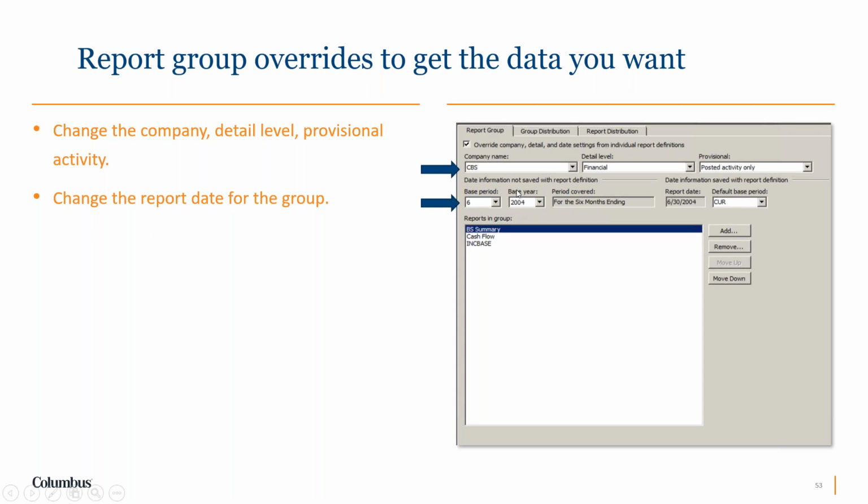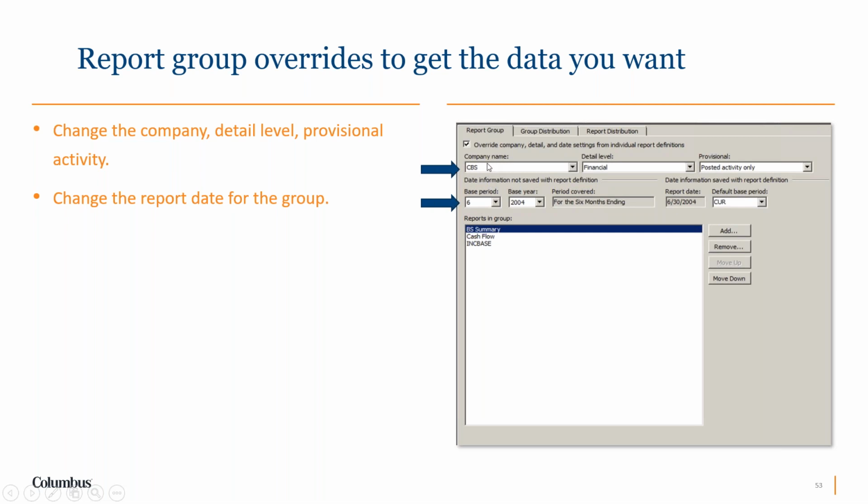Now, when you're using a report group, you have to be careful that the reports that are in there either are using a tree, or if they're not using a tree and you say override the company, whatever the original company that was set up on the report will be overridden by changing your company name here.